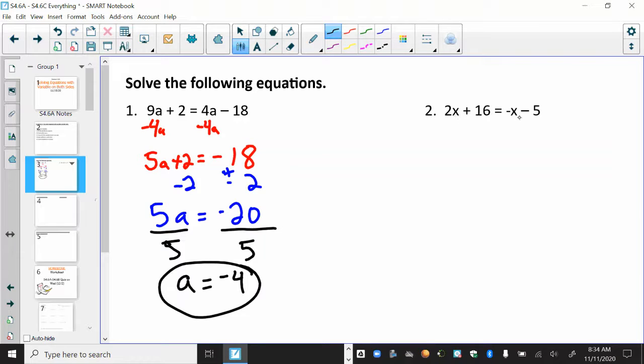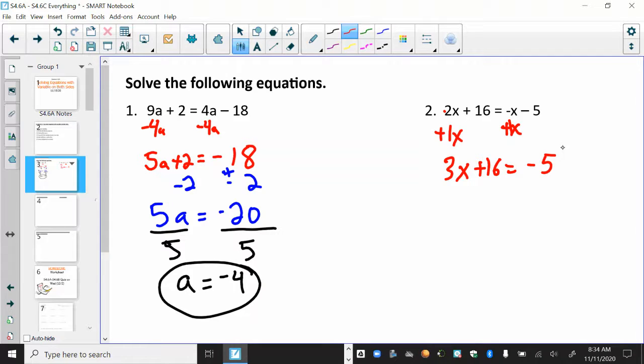Any distributive property on either side? No. Like terms on either side? 2x plus 16. Nope. No like terms. So I'm going to go to moving my variable, left to right, or right to left. Plus x, right? Remember, there's a 1 in there, so we're going to say plus 1x and plus 1x, okay? I'm going to add the numbers, so 2 plus 1 makes 3, bring down the x, plus 16 equals negative 5.